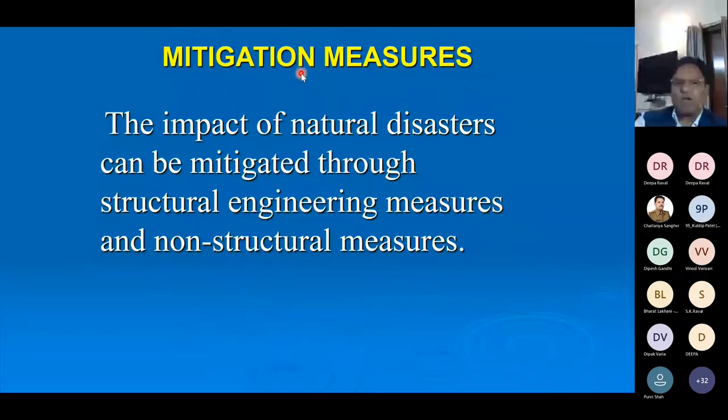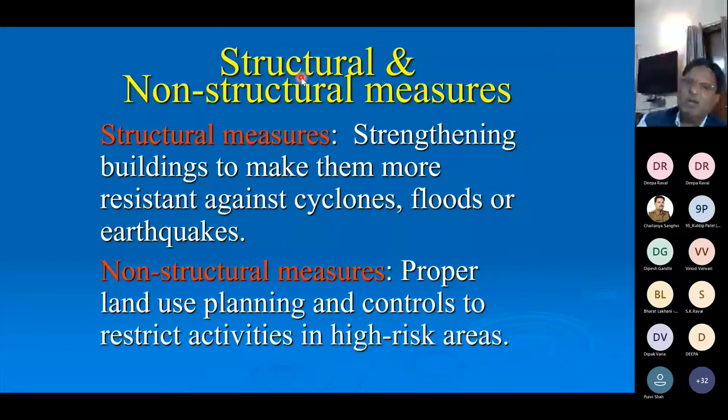Now, mitigation measures are very important. We know that we cannot totally eliminate the occurrence of the disaster, but we can certainly minimize the impact of those. So there are some structural measures, there are some non-structural measures which we can take. Under the structural measures, one can see that we can strengthen our buildings. Some people will provide the earthquake band to make them earthquake resistant.